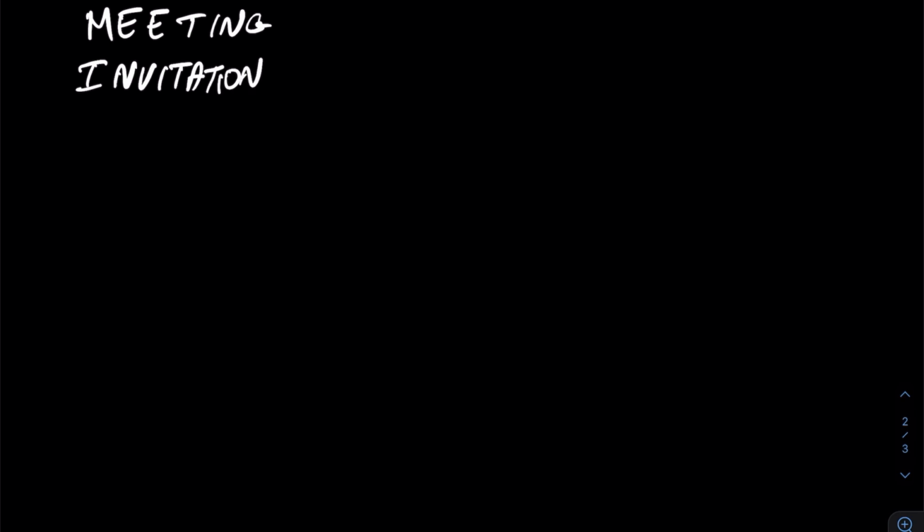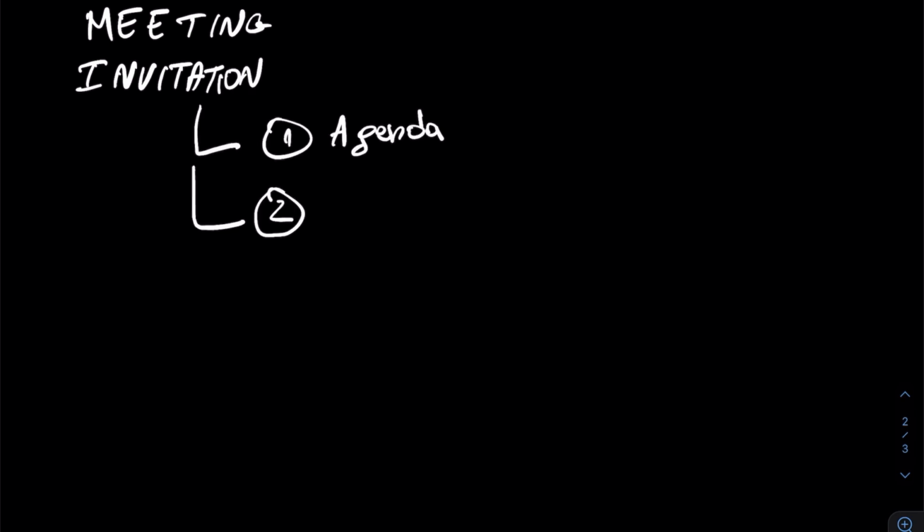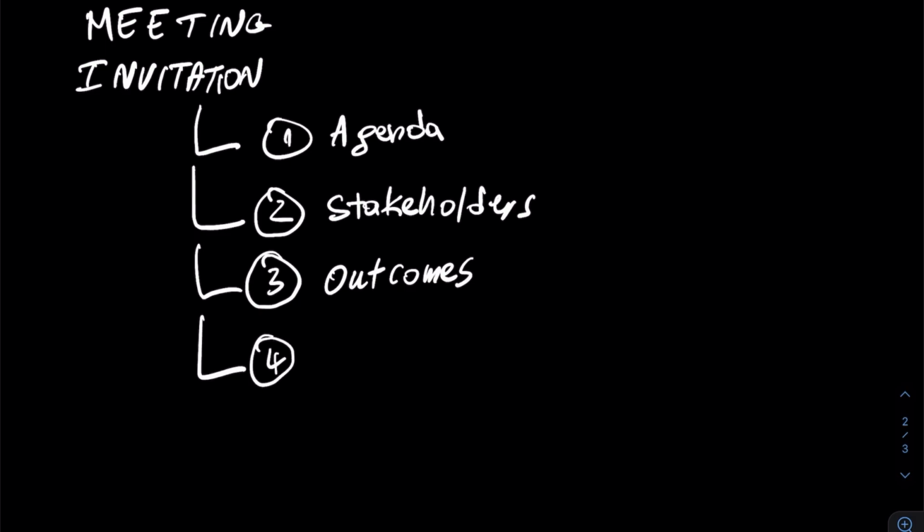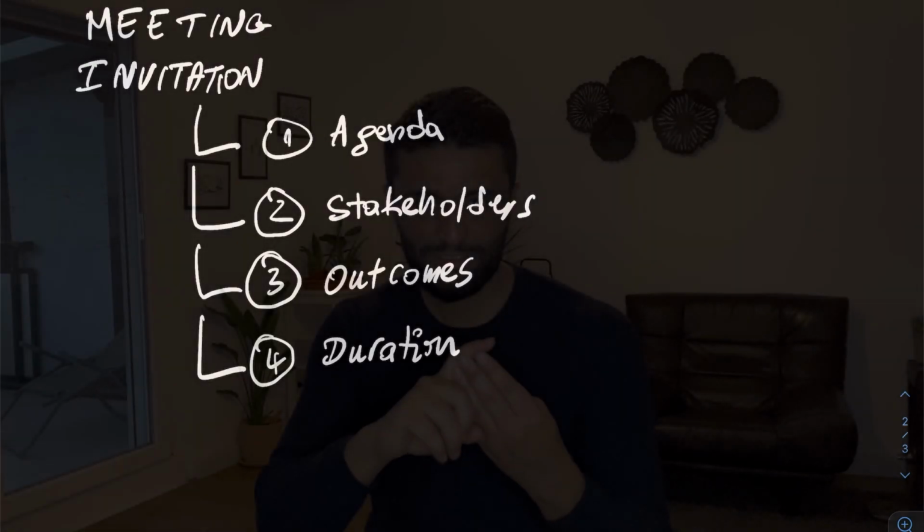We need to ensure that only the most important stakeholders are invited, and we need to define a very clear outcome of the meeting. And last but not least, of course, is to come up with a good estimation for the time box of that meeting.